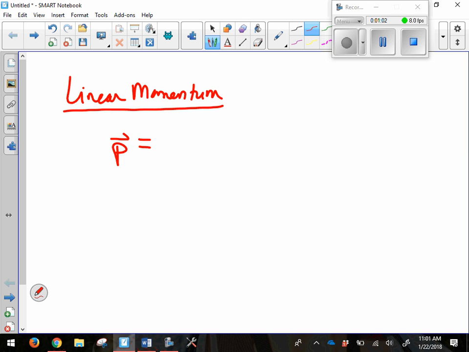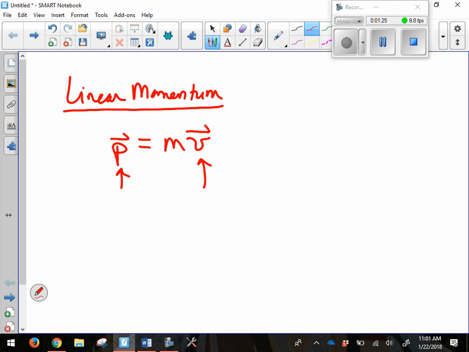What is that equal to? What's p equal to? Not mass times volume, mass times velocity. Okay, because it's a vector. All right. Okay, so note that momentum is a vector. It points in the same direction as velocity.